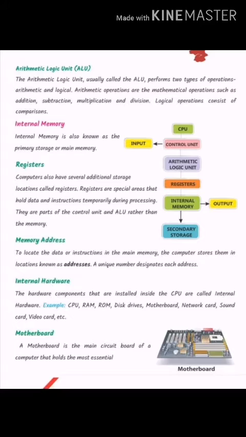Internal hardware. The hardware components which are installed or fitted inside the CPU box are called internal hardware. Examples of internal hardware are CPU, RAM, ROM, disk drives, motherboard, network card, sound card, video card, etc.